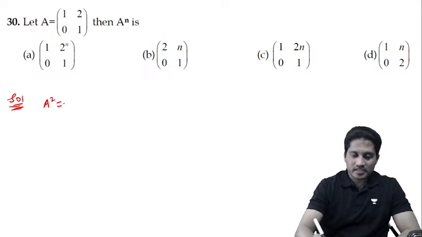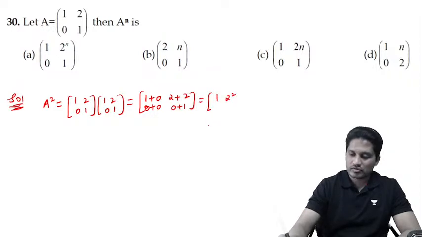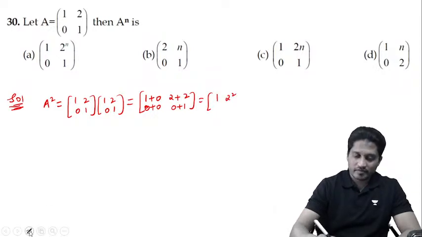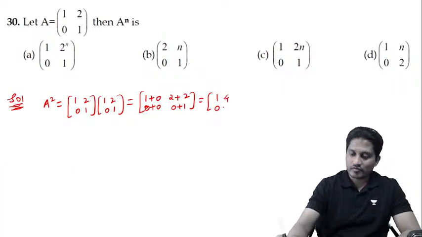A square can be written as A into A, right? That is equal to matrix 1 2 0 1 times 1 2 0 1. So multiply, you get first row, first column, 1 plus 0. First row, second column, you get 2 plus 2. Second row, first column, you get 0 plus 0. And second row, last column, you get 0 plus 1. So we get 1, 2 plus 2, 4, right? 4 can be written as 2 square. Okay, let me keep 4 only. We'll see whether I get 4 or 6 there. So this is 1 4 0 1. This is A square.